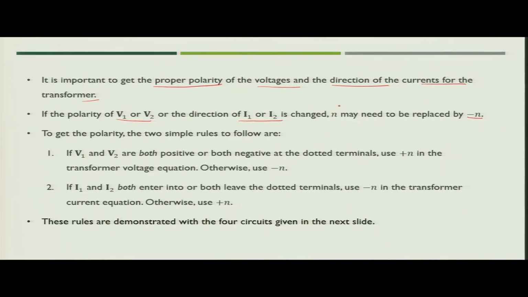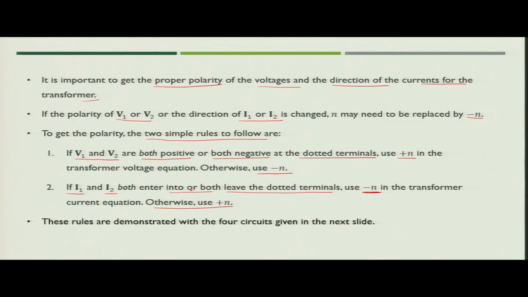So, how do we find out whether we should use plus n or minus n? We will simply use the following rules. If V1 and V2 are both positive or both negative at the dotted terminals, then we will use plus n in the transformer voltage equation, otherwise we will use minus n. If I1 and I2 both enter into or both leave the dotted terminals, we will use minus n in the transformer current equations, otherwise we will use plus n.